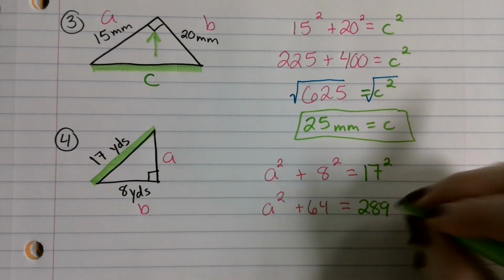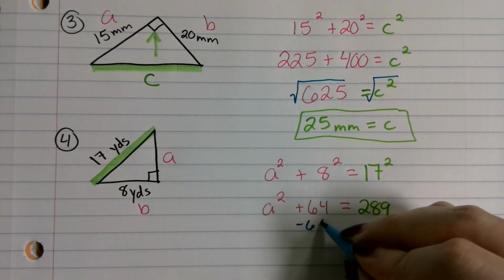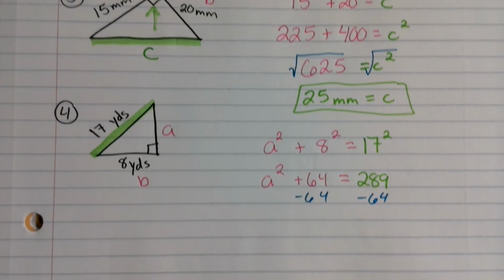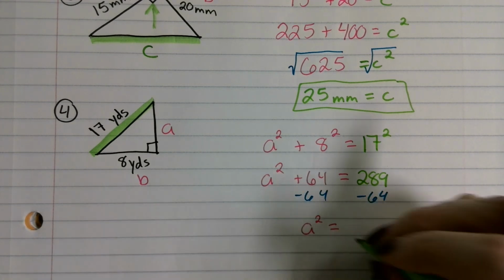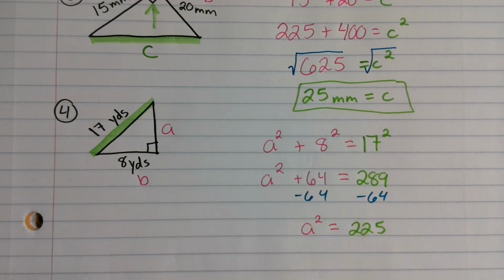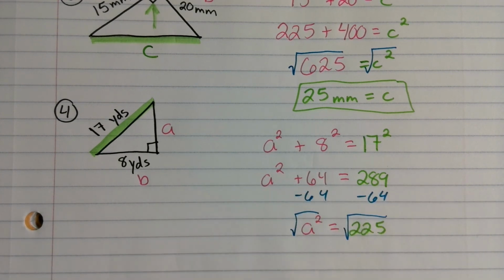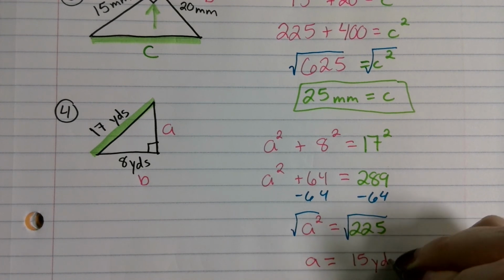289. Okay, and remember, when the leg is missing, you square them, subtract the values. So 289 minus the 64 is going to give us, good, 225. And then the last step is to take the square root of 225 to get the value for A, which is 15 yards. Any questions?